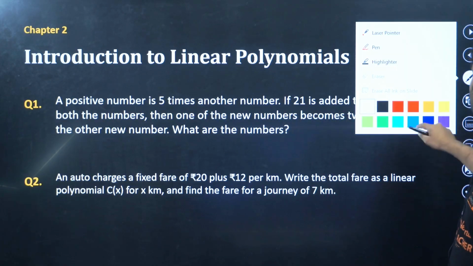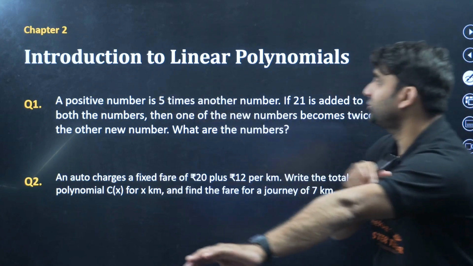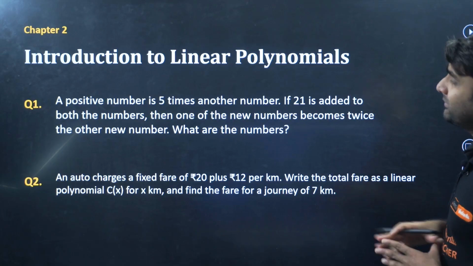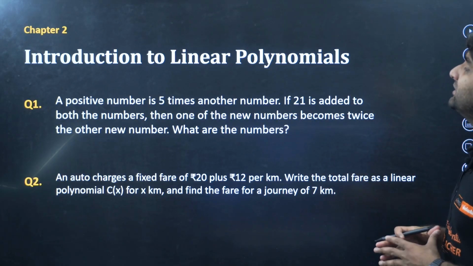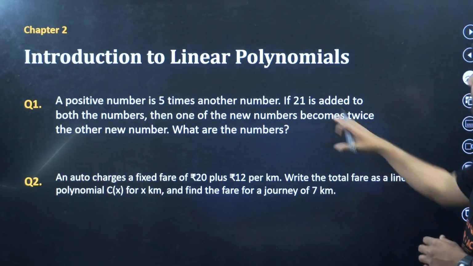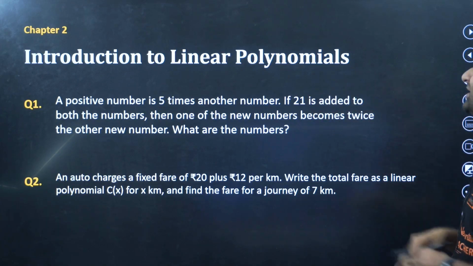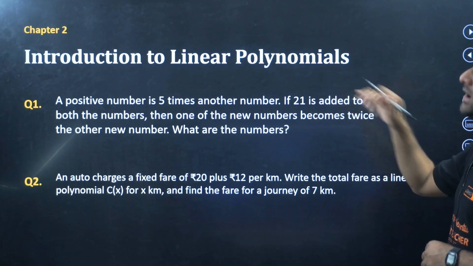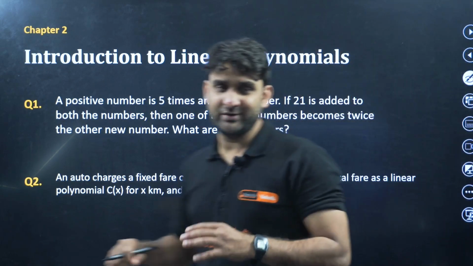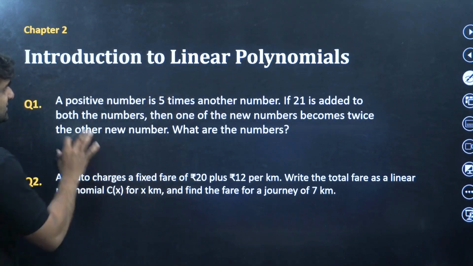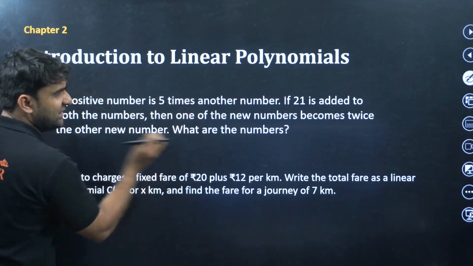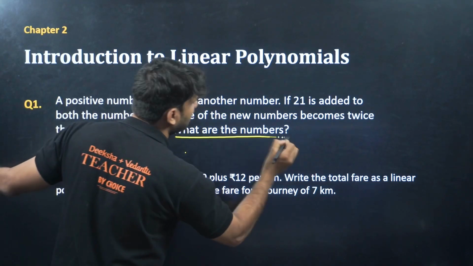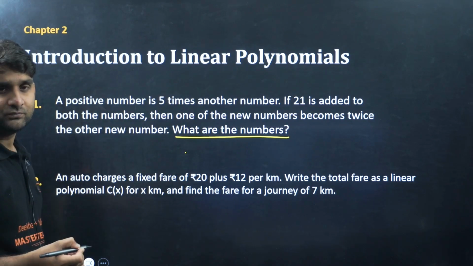Look at chapter number 2, introduction to linear polynomial. In this particular chapter, look at question number 1. A positive number is 5 times another number. If 21 is added to both the numbers, then one of the new numbers becomes twice the other new number. What are the numbers? This is a really very easy question. Basically, a few pieces of information are given to you, and the question is asking what these numbers are.